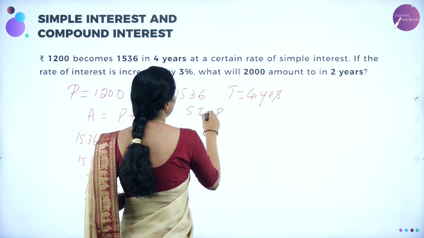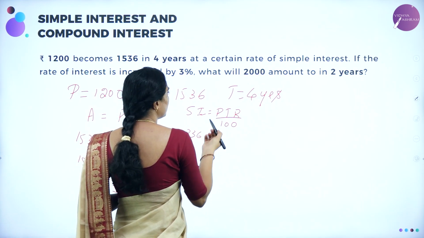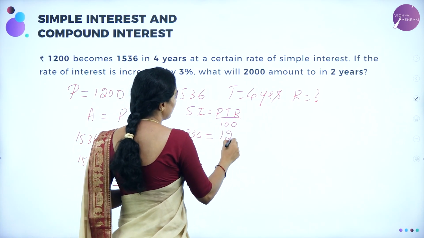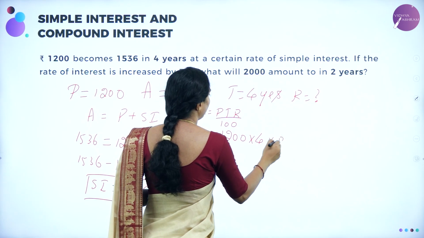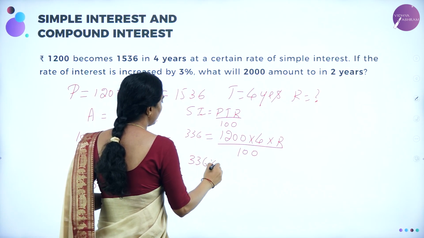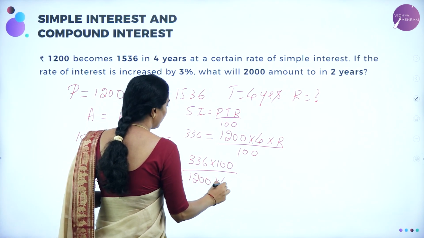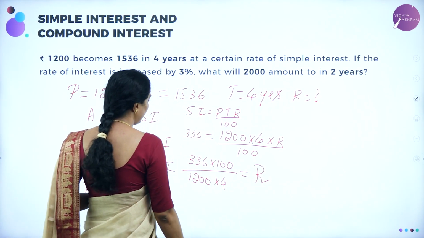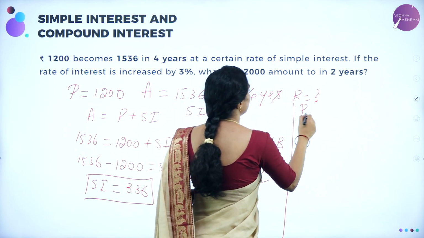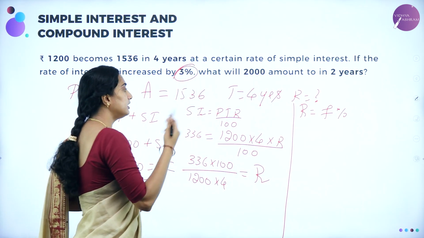SI will be equal to PTR divided by 100. Now, SI is 336 is equal to R, we don't know. So R you are going to calculate by having P 1,200 into T, which is 4, into R, we don't know, divided by 100. So if you cross multiply, 336 into 100 divided by 1,200 into 4 is equal to R. If you calculate this one, you are going to get R will be equal to 7%.